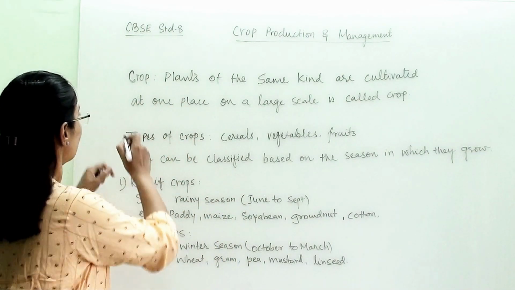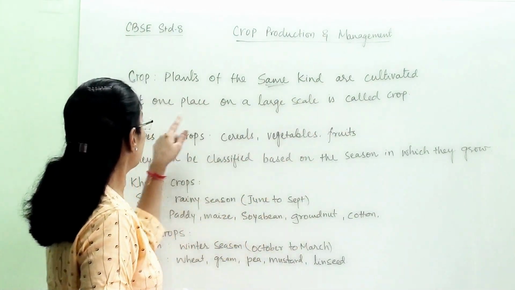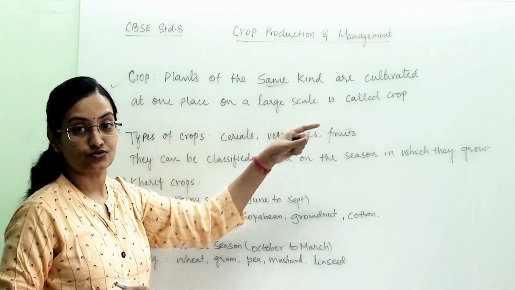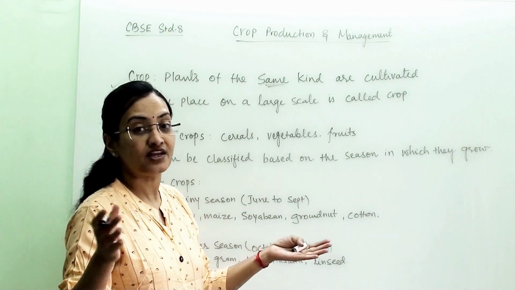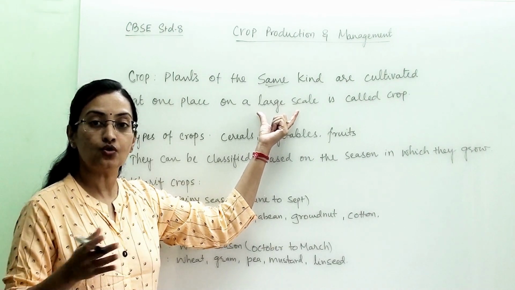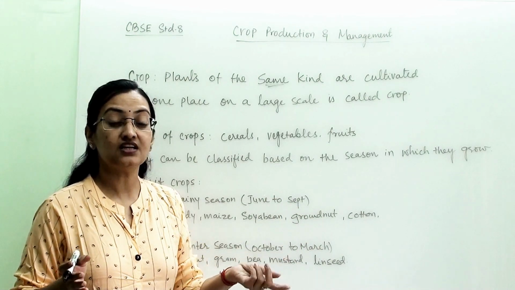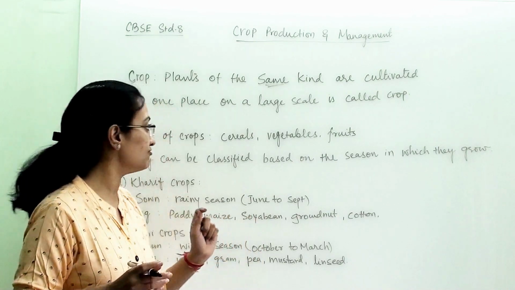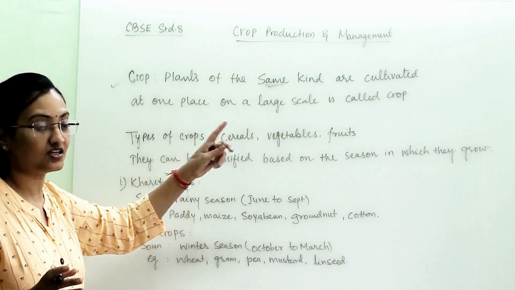This is the definition of crop: plants of the same kind cultivated at one place on a larger scale are called a crop. For example, in a very large farm, in a very large area, if we are growing wheat, then it is known as a crop of wheat. If it is a field of rice, then it is known as a paddy field. So a crop is plants of the same kind cultivated in a large area.